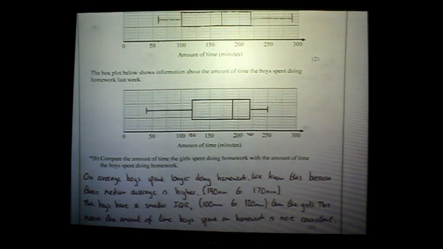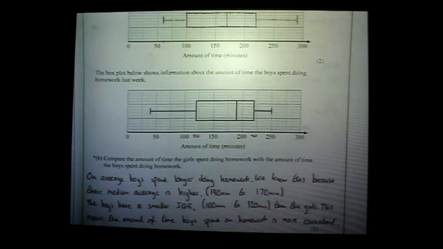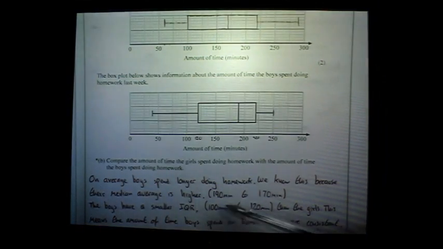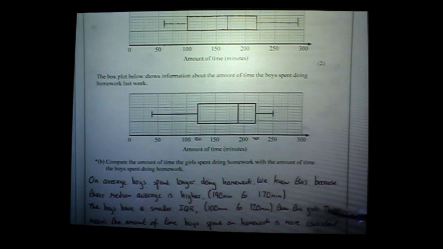The other thing you've got to compare is the measure of spread. So that's how far spread out the data is. You can either look at the range or the interquartile range. I think the interquartile range is a better one to look at. The boys have a smaller interquartile range. That's from here to here, compared to the girls, which is from there to there. I've even compared it, look, 100 minutes to 120 minutes.